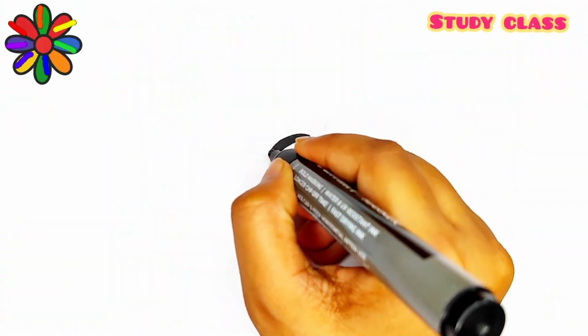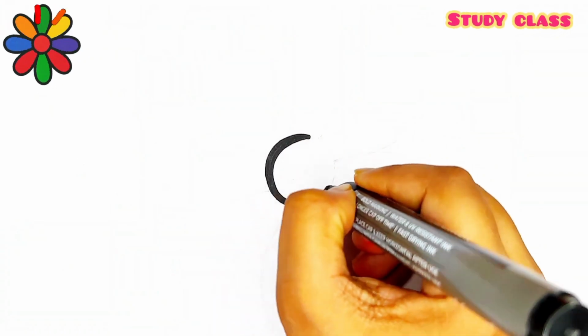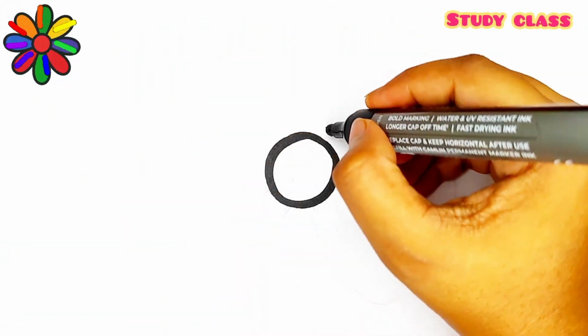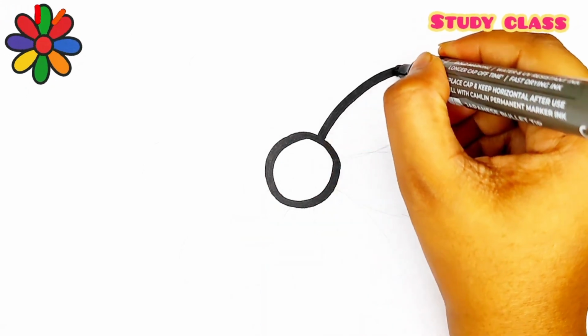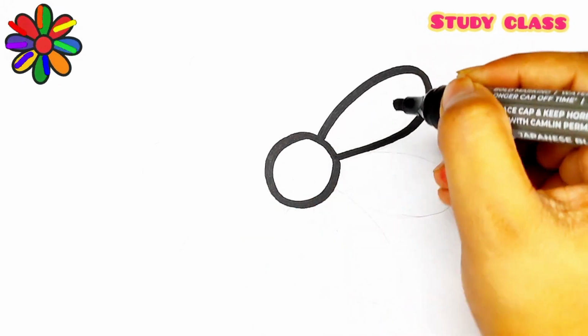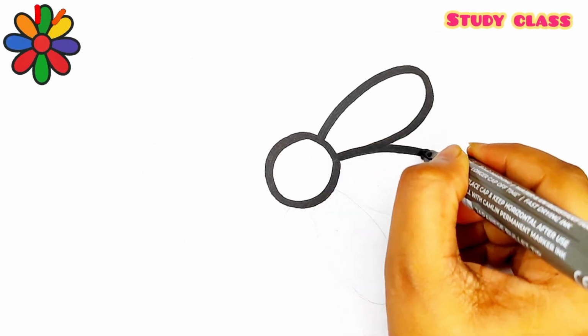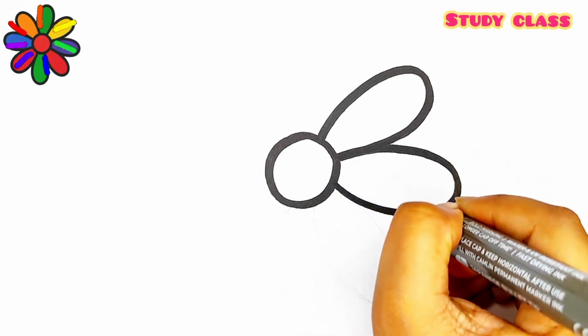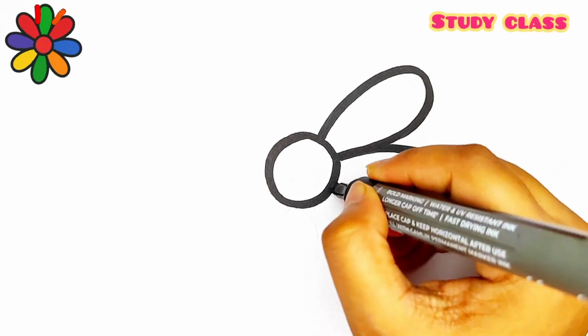Hello kids. Today we learn flower drawing. At first, we draw a circle shape, the middle part of the flower. Next, we draw many flower petals to make the flower more attractive.